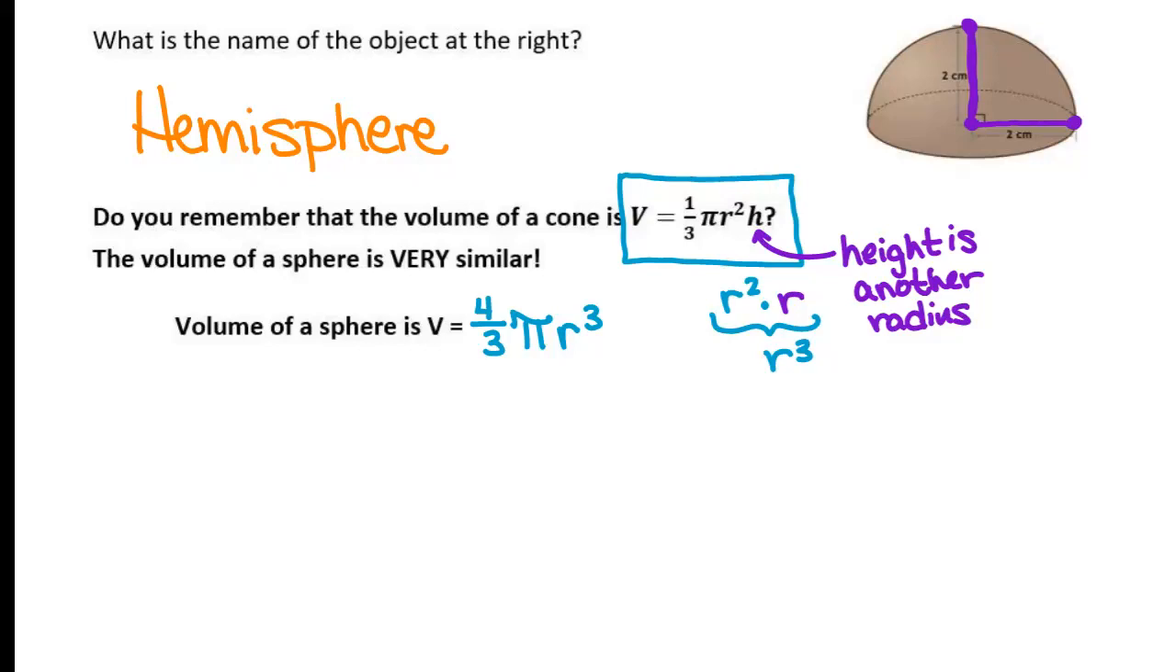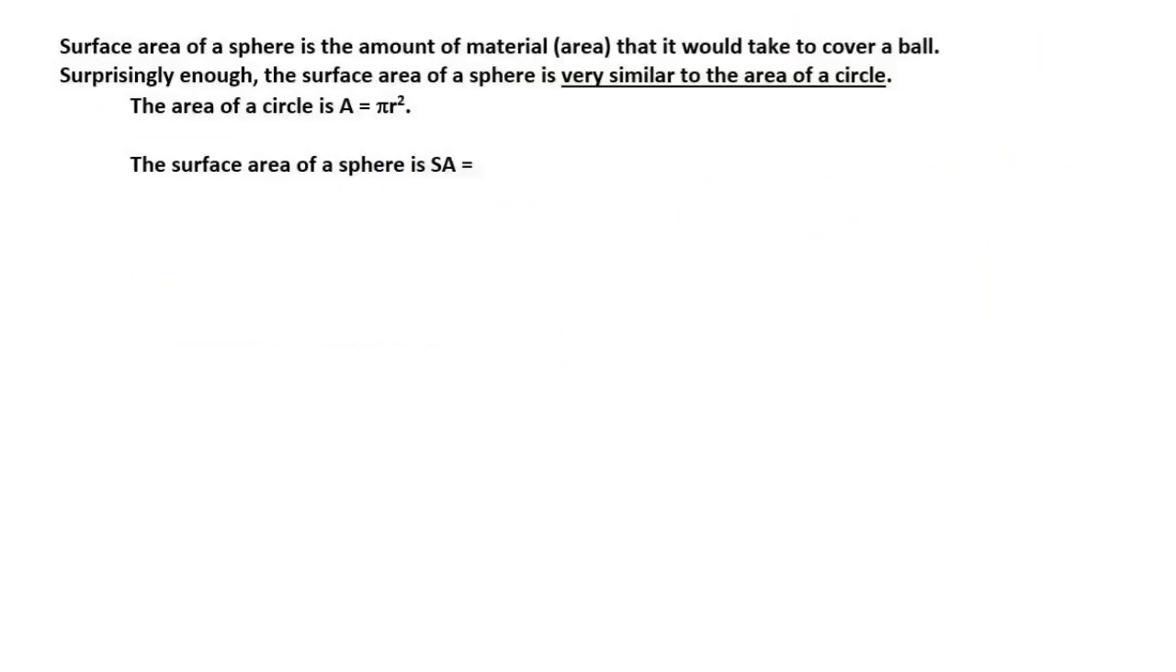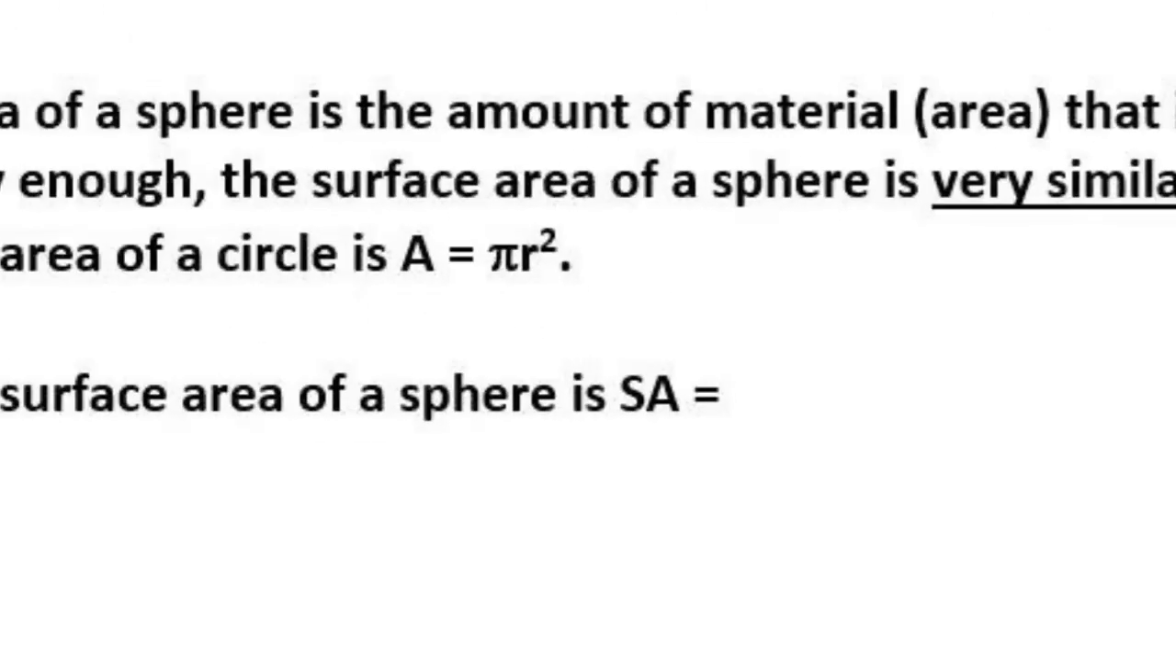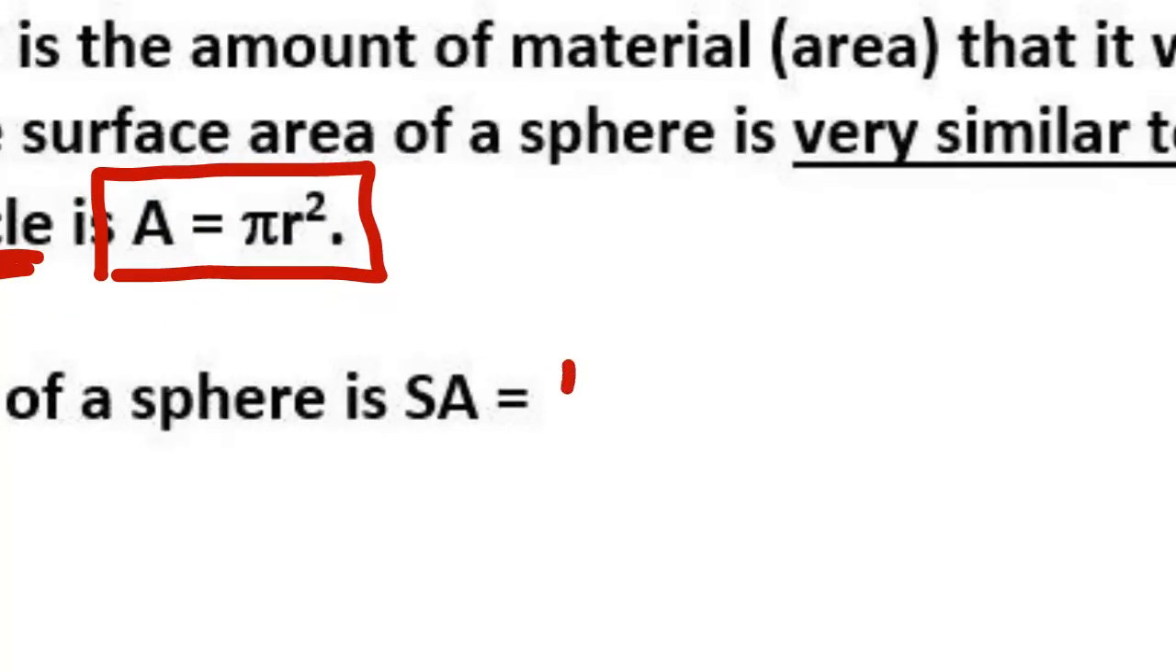Surface area. Surface area for a sphere is related to my area formula for a circle. Area formula for a circle is pi r squared. Surface area is 4 pi r squared.